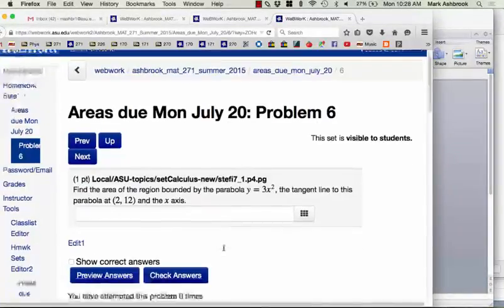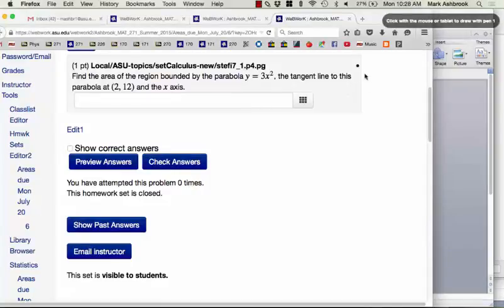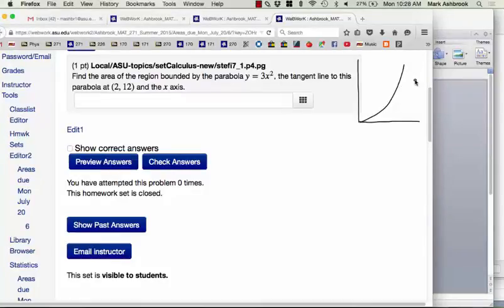What was 6? Oh, the tangent line. Okay. So now you have to draw back on some stuff from Calc 1 here. So you've got y equals 3x squared, and then the tangent line at (2, 12). So here's (2, 12), say, and then there's a tangent line. And you want to find the area bounded by the parabola, the tangent line, and the x-axis. So we're looking at this thing right here.